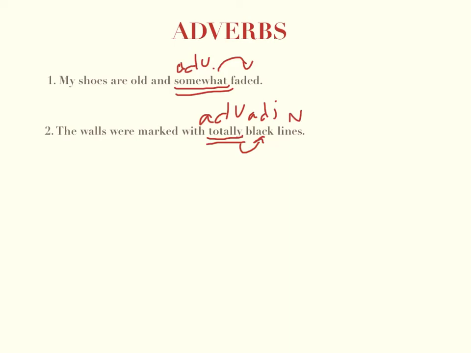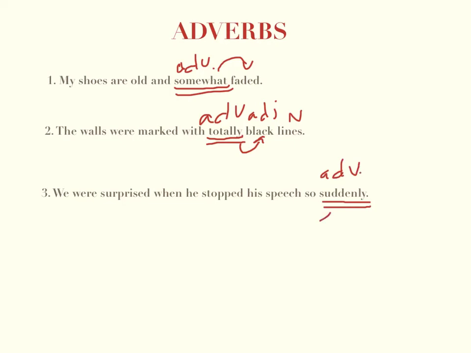Let's try another one. And number 3, we were surprised when he stopped his speech so suddenly. See if you can identify any adverbs that are used in this sentence. All right, good. The adverb in this sentence, well, we have 2 actually. First is suddenly. Suddenly is an adverb because it's modifying the verb stopped, and it's answering that question how. All right. How did he stop his speech?